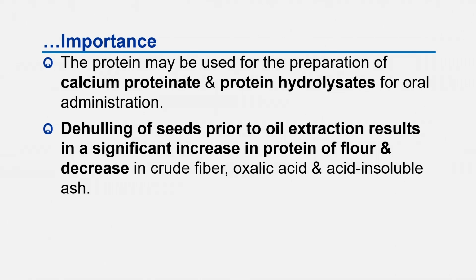The protein may be used for the preparation of calcium proteinate and protein hydrolysates for oral administration. Dehulling of seeds prior to oil extraction results in a significant increase in protein of flour and a decrease in crude fiber, oxalic acid and acid insoluble ash.